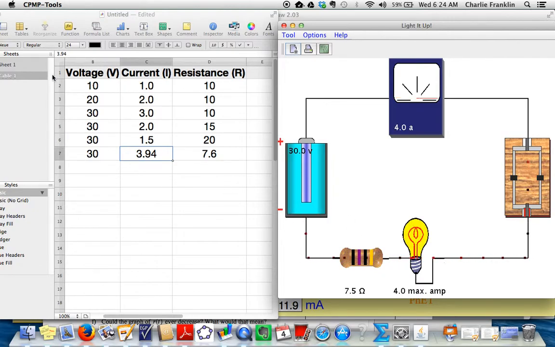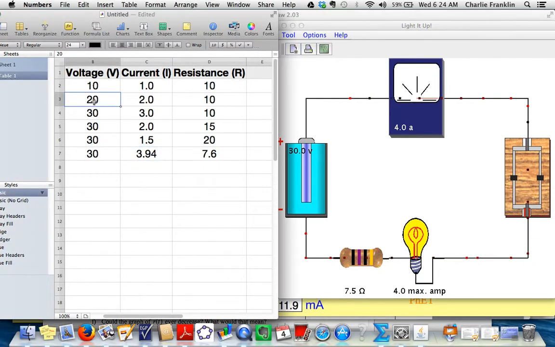So there's a relationship there with voltage. As voltage increases and resistance stays the same, what happens to the current? Do they go in the same direction or different directions? In that case, is it direct variation or inverse variation?